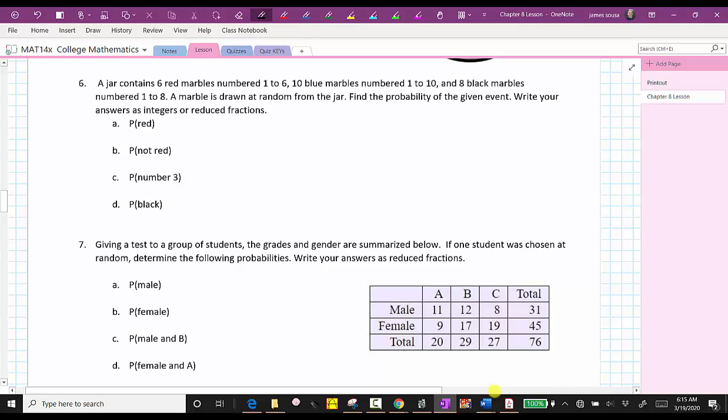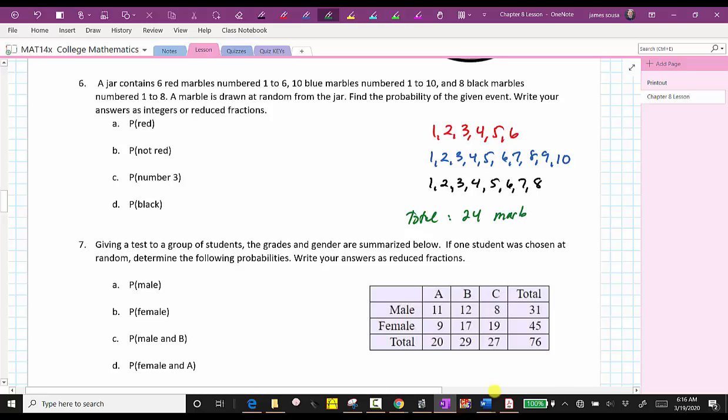A jar contains 6 red marbles numbered 1 through 6, 10 blue marbles numbered 1 through 10, and 8 black marbles numbered 1 through 8. Let's go ahead and model the sample space on the right. So there are 6 red marbles numbered 1 through 6. There are 10 blue marbles numbered 1 through 10. And 8 black marbles numbered 1 through 8. Notice there are a total of 6 plus 10 plus 8, or 24 marbles, which means there are a total of 24 possible outcomes if we select one marble.